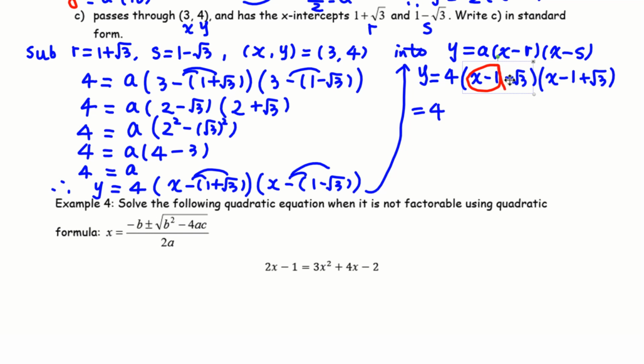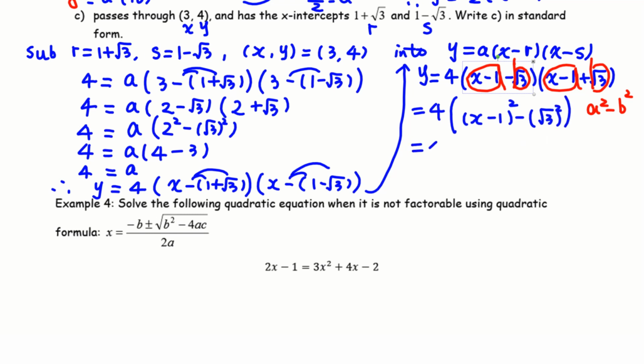So A minus B times A plus B will give you A squared minus B squared. So what we are going to see is bracket, A is x minus 1 bracket squared, B is square root 3 squared.